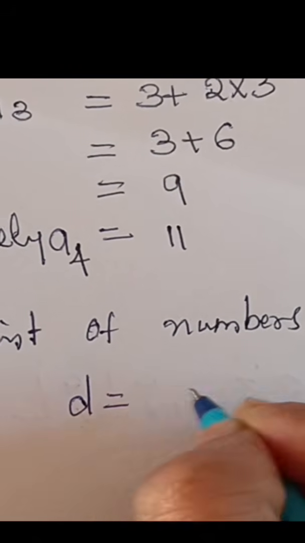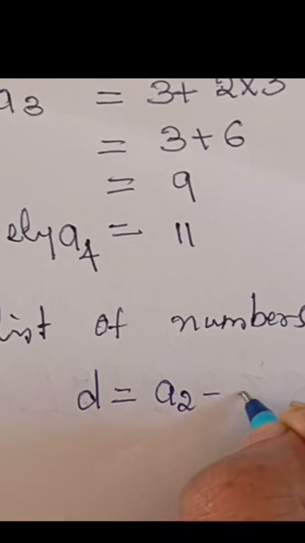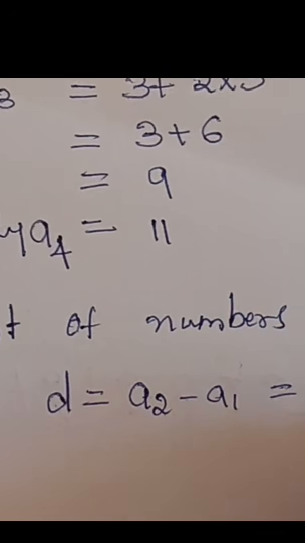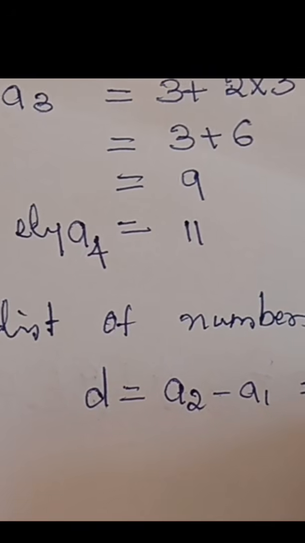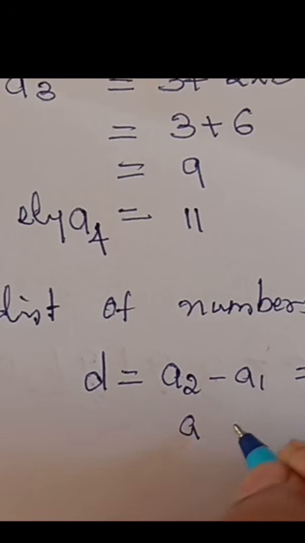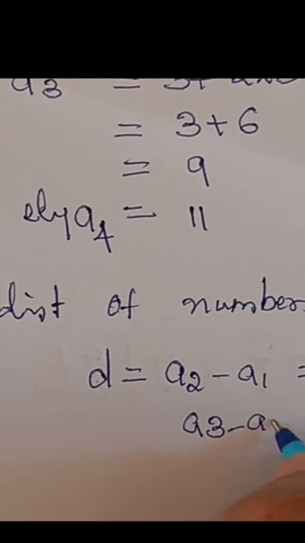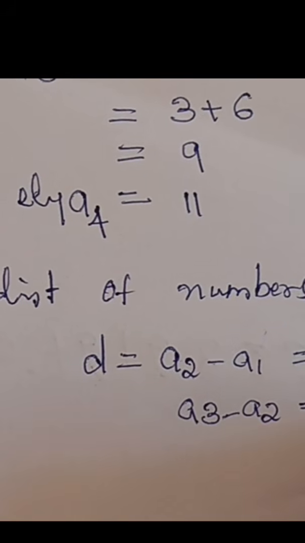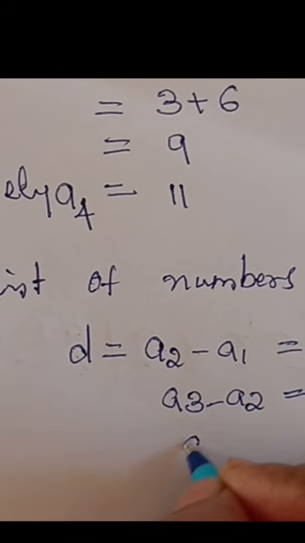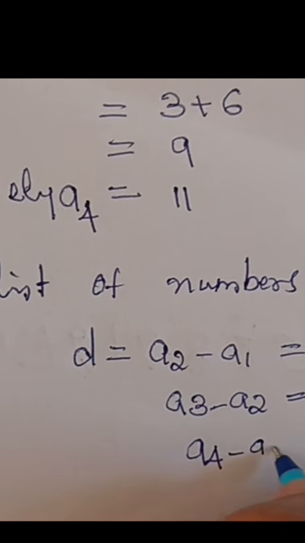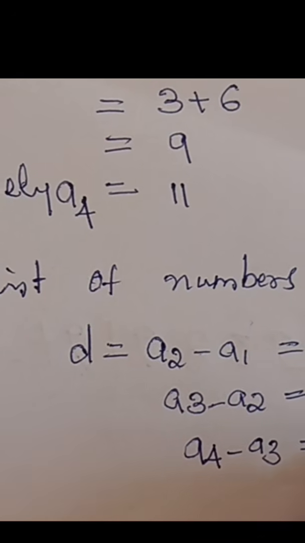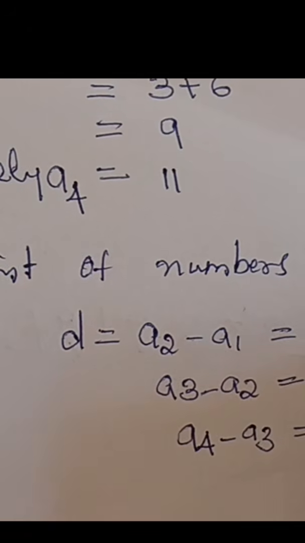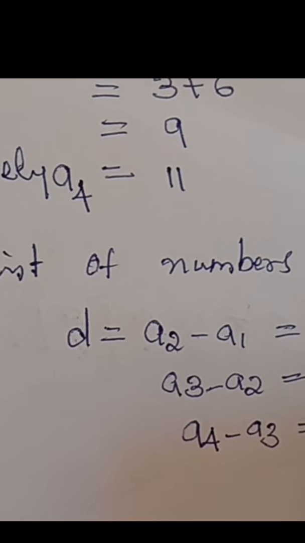D is equal to A2 minus A1, which is equal to 7 minus 5, which is equal to 2. Then A3 minus A2, which is equal to 9 minus 7, which is equal to 2. Then A4 minus A3, which is equal to 11 minus 9. Again we get 2, which is a constant.